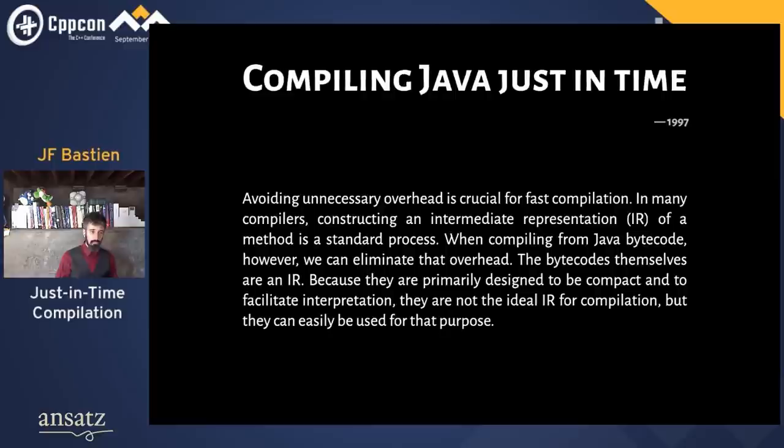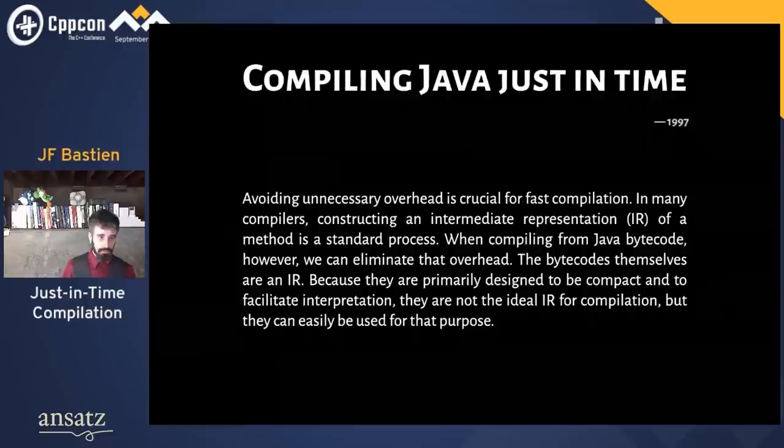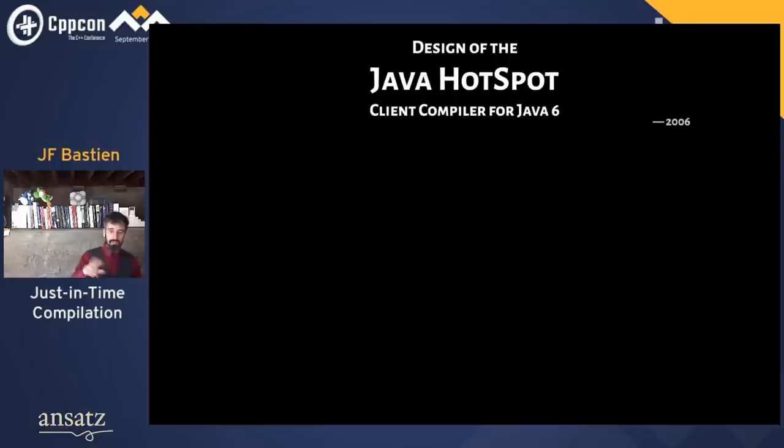And a lot of the Java publications talk about IR design, either saying we just have bytecode, whatever, or by having really complicated IRs. All right, so let's look at another example of a later Java JIT. This one's called Hotspot. I think you've all heard about it. It's from 2006. And this paper is about the design of the Hotspot client compiler for Java 6. And it's a bit complicated because there's the client and the server compiler and a bunch of other stuff. Let's ignore that for now.